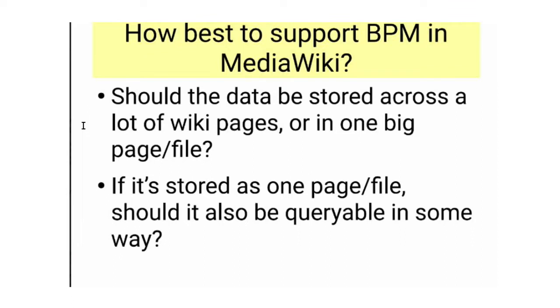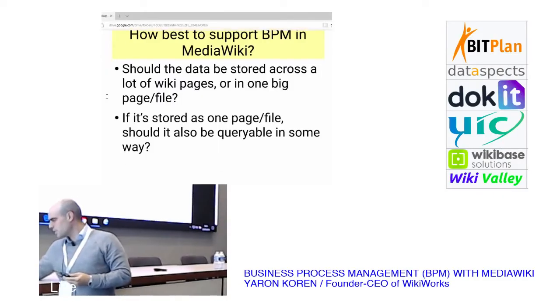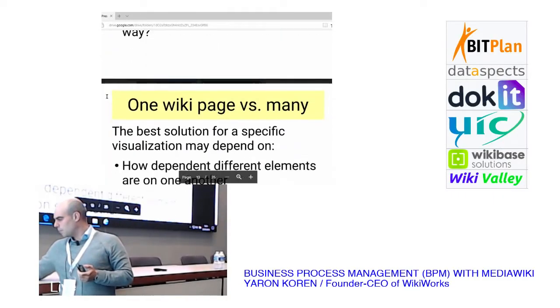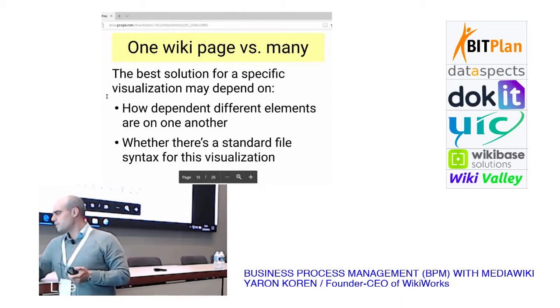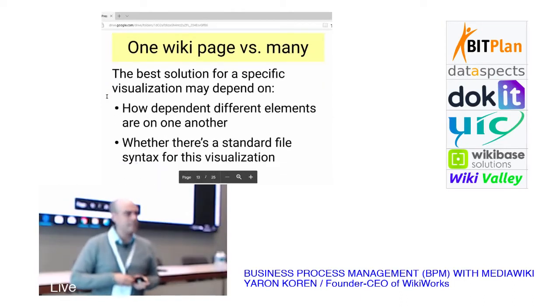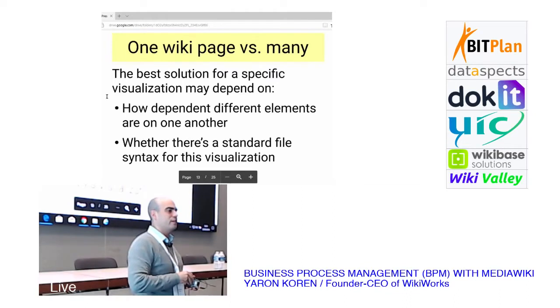And then the other one is, if it is stored in one page or file, should it also be queryable? I mean, if you're storing each thing as its own page, then it's pretty easy to query it probably, because you can just store it in Semantic MediaWiki or Cargo and then do it that way. So those are the kinds of things I've been thinking about. As far as one wiki page versus many, I think it depends on the nature of the visualization.